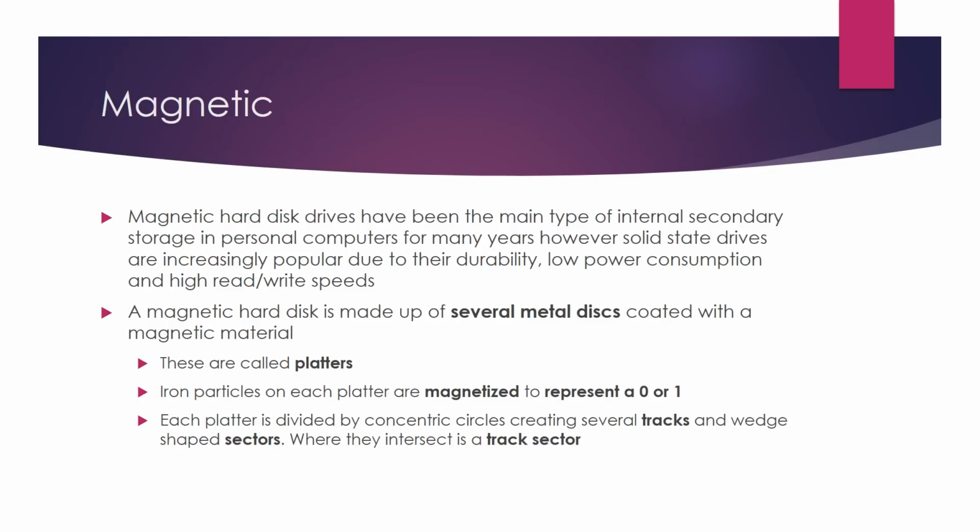Magnetic drive. Magnetic hard disk drives have been the main part of internal secondary storage in personal computers for many years. However, solid state drives are increasingly popular due to their durability, low power consumption, and high read-write speed. A magnetic hard disk is made up of several metal disks coated with a magnetic material. These are called platters, and platters are further divided into sections called tracks, and inside the tracks there are different sectors.